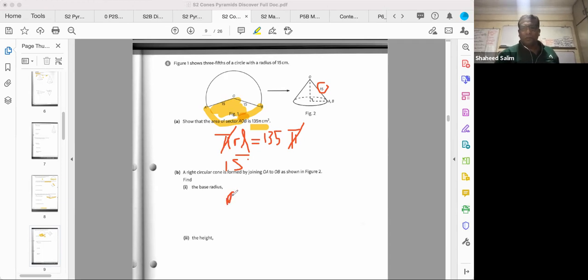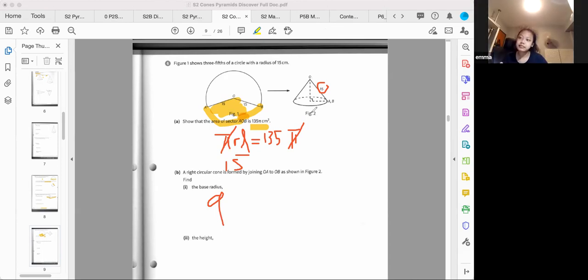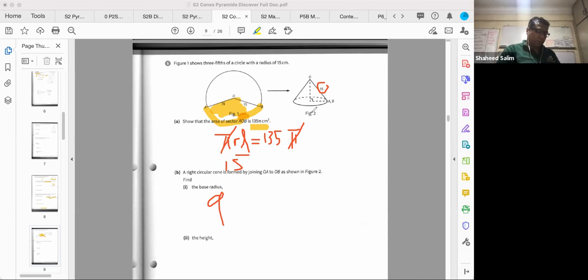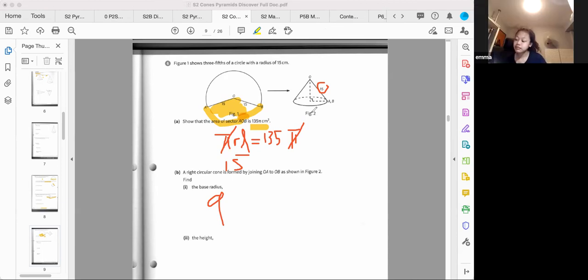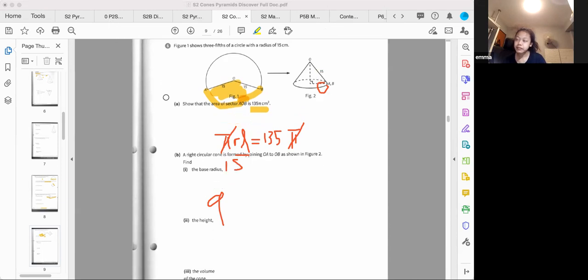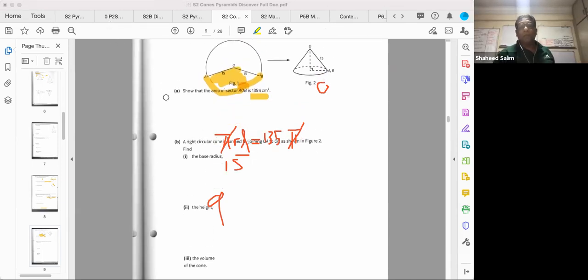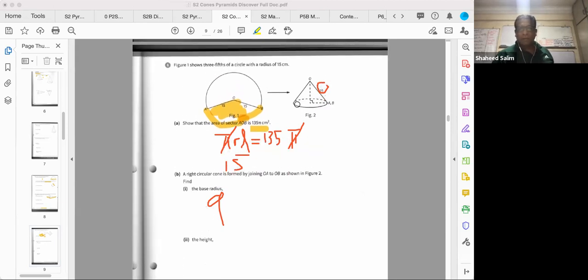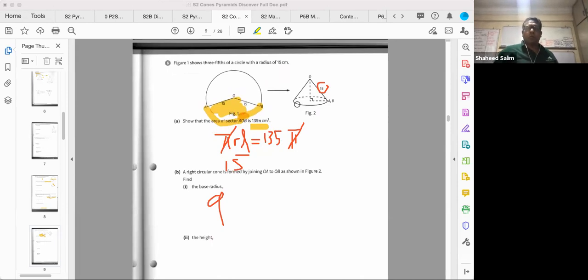Okay, now they want you to find the height. Okay, the height. You can find the height. In fact, you use this model here. You want to find the height here, okay? And here we go. Well, 12, good. Now you find the volume of the cone. You got the height 12, you got the radius 9, right? The radius is 9, right? Find the volume of the cone.